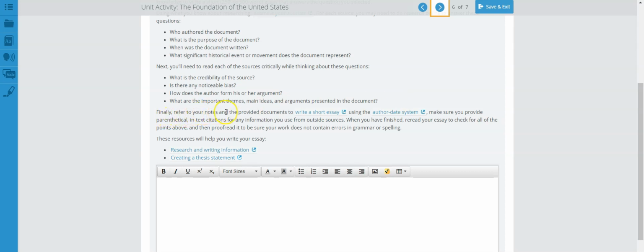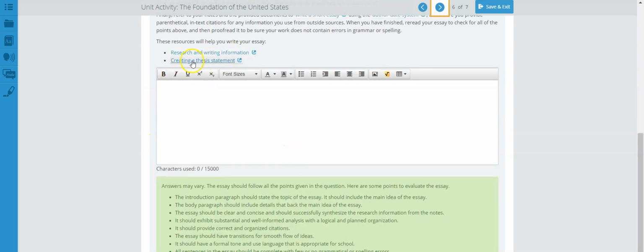Finally, refer to the notes and the provided documents, and write a short essay using the author date system. Make sure you click on this to know exactly what the author date system means. Make sure you provide parenthetical in-text citation for any information you use from outside sources. When you have finished, reread your essay to check for all of the points above, and then proofread to be sure your work does not contain errors in grammar or spelling. These sources will help you write your essay.